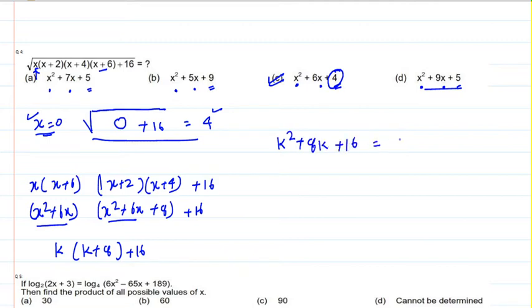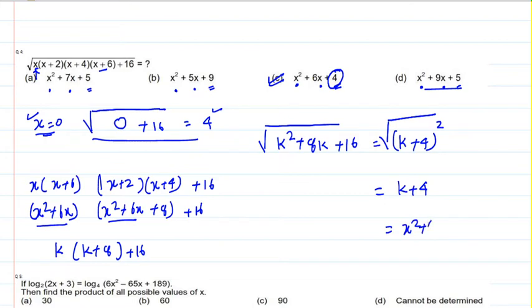Now what is that square of? That is square of k plus 4. Now if I bring in the square root, see there was always a square root, I was simply not writing it there. If I bring in the square root, I will have k plus 4 as my outcome. What was k? x square plus 6x plus 4. That is again answer option C.